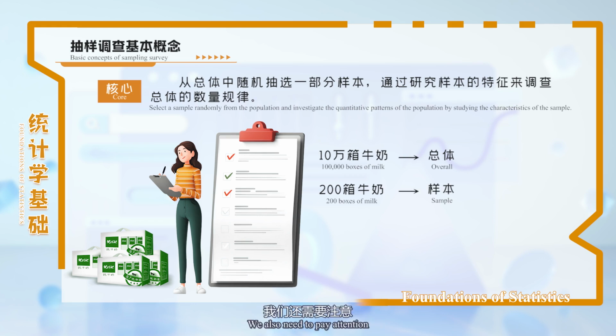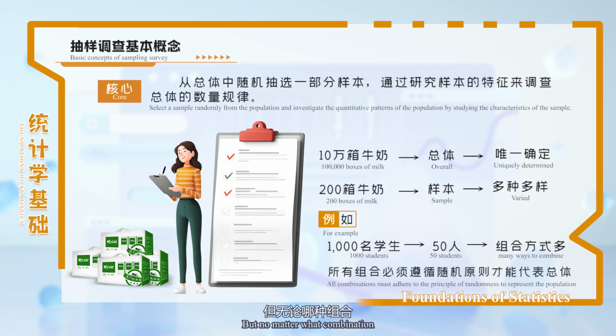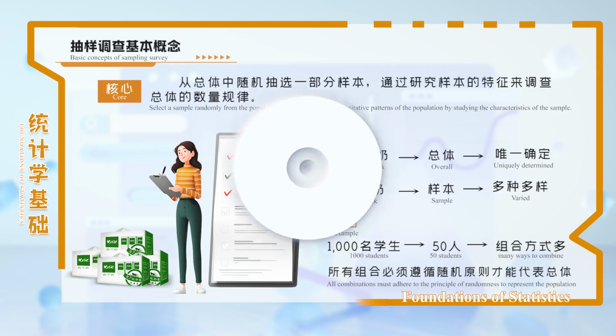We also need to pay attention. The population is the only certainty, but samples can come in many varieties. For example, selecting 50 people from 1,000 students, there can be tens of thousands of different extraction combinations. But no matter what combination, we must follow the principle of randomness so the sample can represent the whole.